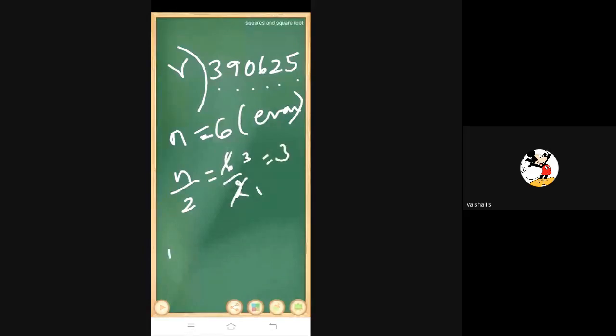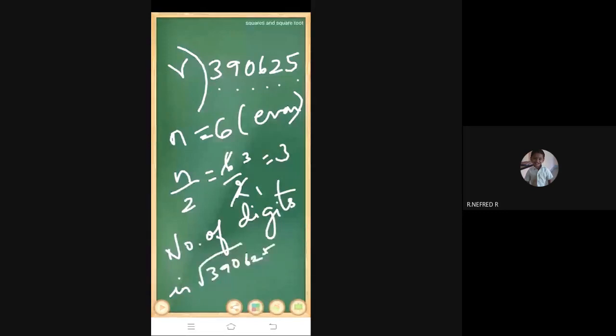They will ask in 1 mark, children. Don't expect this in 4 marks and all, okay? This they may ask in 1 mark. Number of digits in the square root of 390625 is equal to 3. Possible number of digits, how much? 3. Okay?